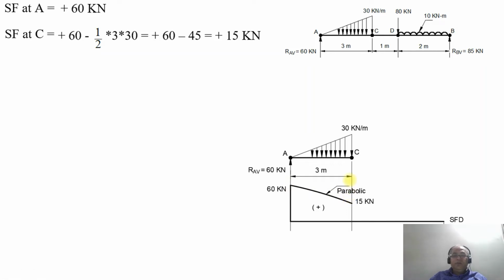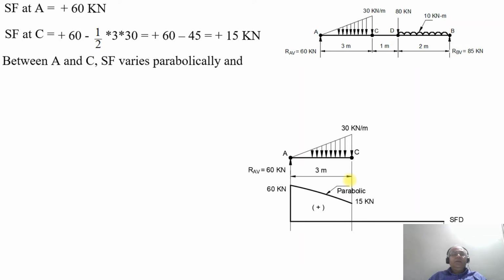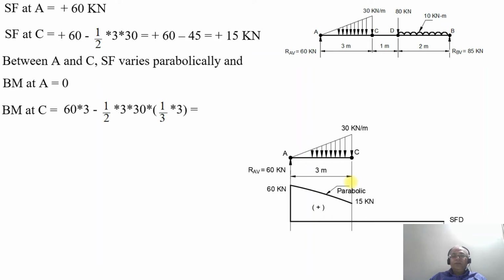Then we have the bending moment diagram. Between A and C, the SF varies parabolically. What will be the bending moment at point A? It will be 0. What will be the bending moment at point C? The bending moment at point C will be equal to plus 60 into 3 minus half into 3 into 30 into the distance of the center of gravity from the bigger end. The bigger end is 30, and the point where we are considering the moment is point C.